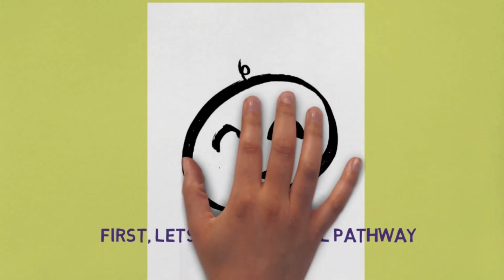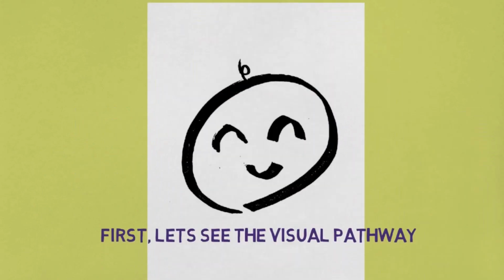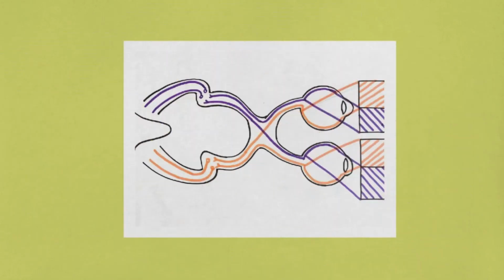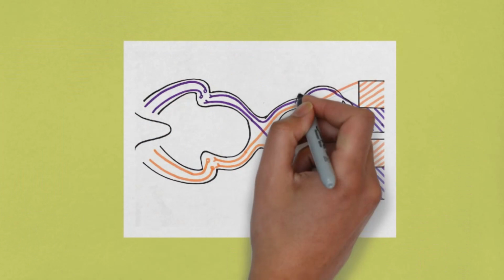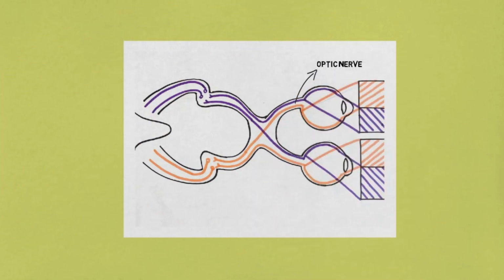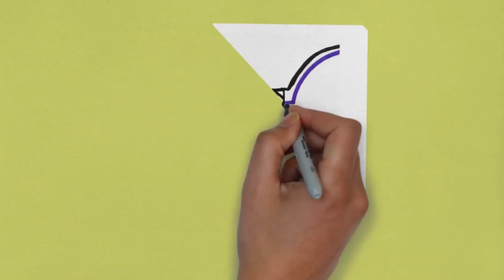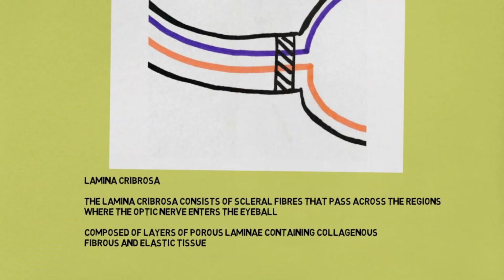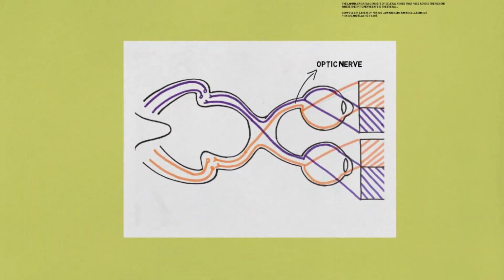Before we go further, let's learn about visual pathway. On the optic nerve, there is lamina cribrosa. Lamina cribrosa consists of scleral fibers that pass across the region where the optic nerve enters the eyeball.